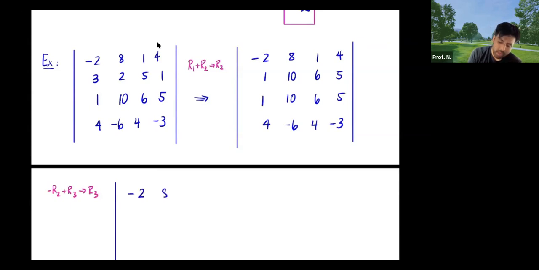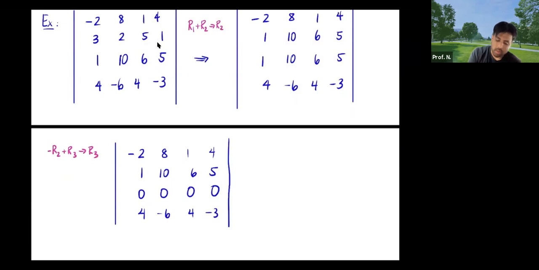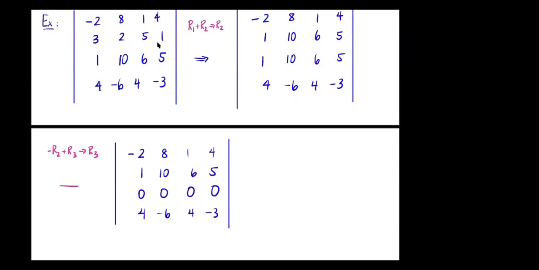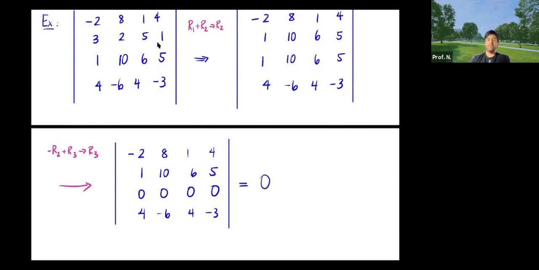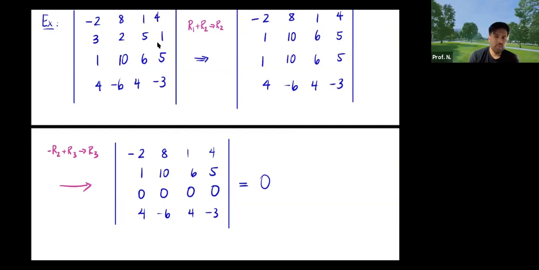I get -2, 8, 1, 4. I get 1, 10, 6, 5, and I get zeros, 0, 0, 0. 4, -6, 4, -3. Wouldn't that make the determinant automatically 0? Exactly. So we didn't really need that intermediate step, right? Because we already had a row that was 1, 10, 6, 5 to add. Am I missing something? No, you're not missing anything.